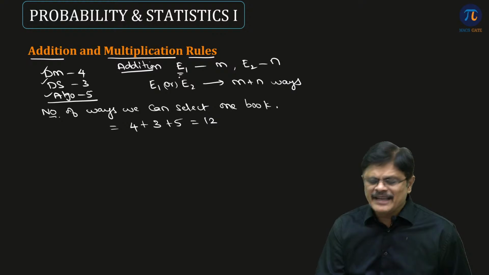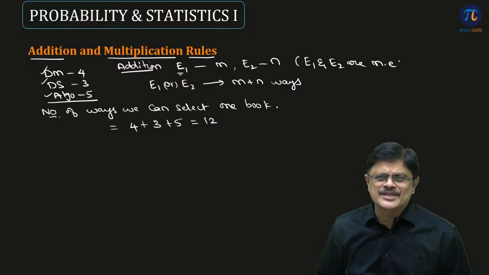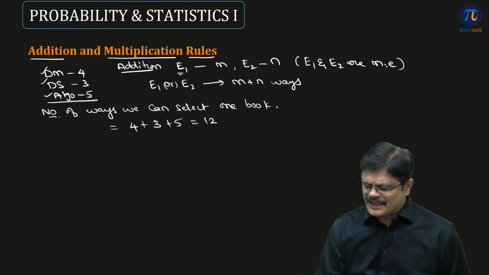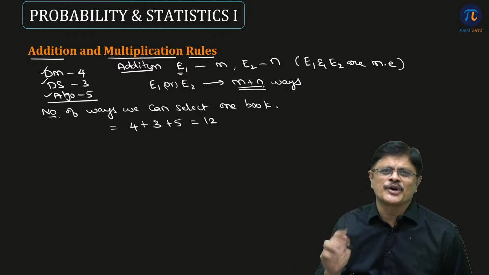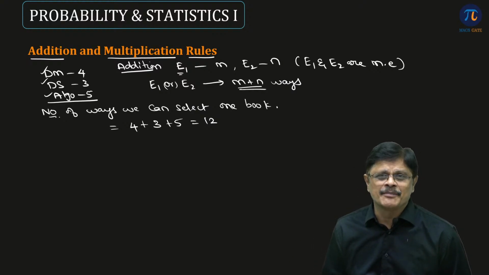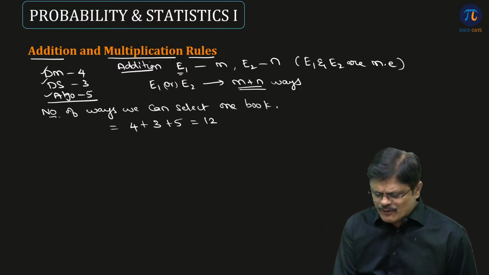So if an event E1 can happen in m ways, event E2 can happen in n ways, and E1 and E2 are mutually exclusive or disjoint, then E1 or E2 can happen in m plus n ways. That is what you call the addition theorem or addition principle or addition rule in short. Let us take one more question.